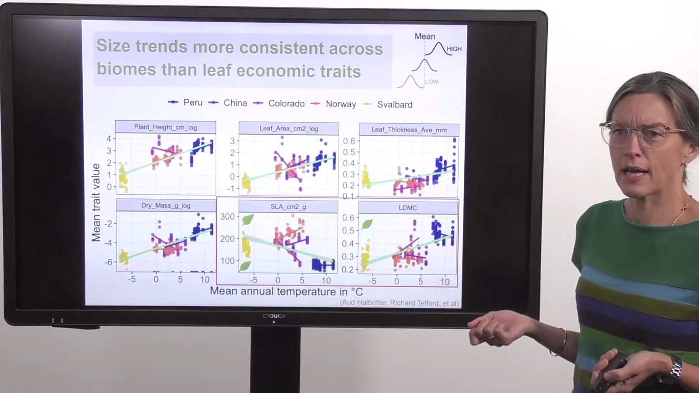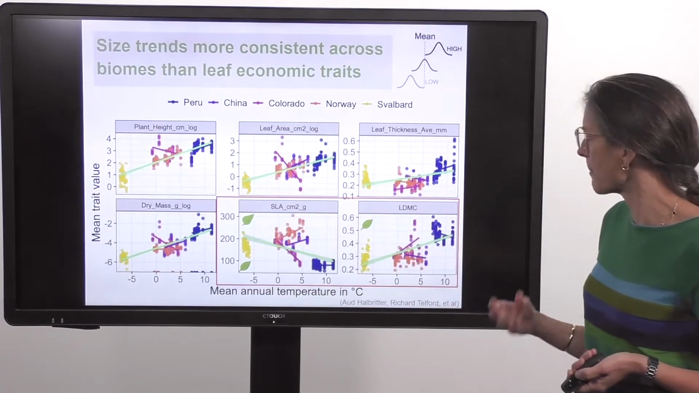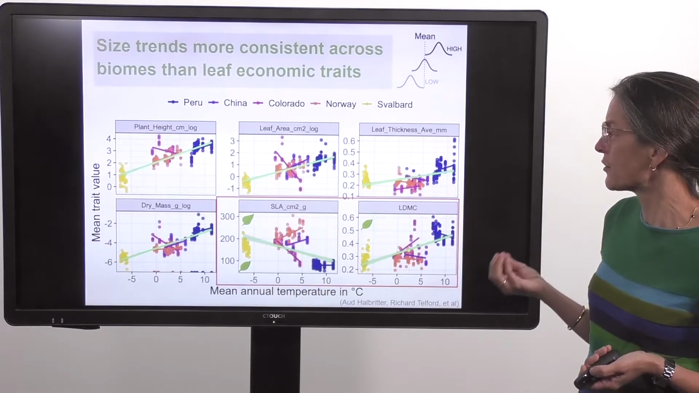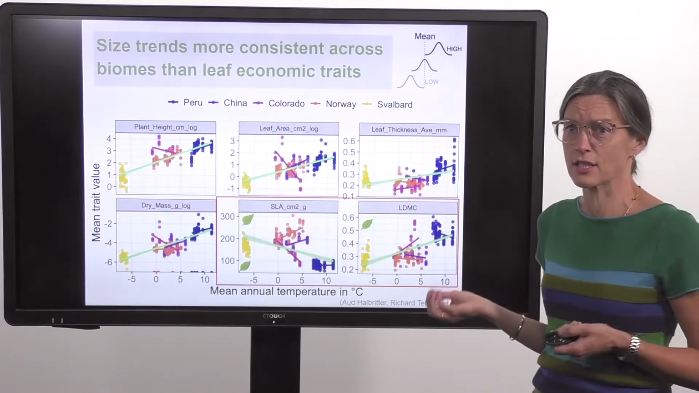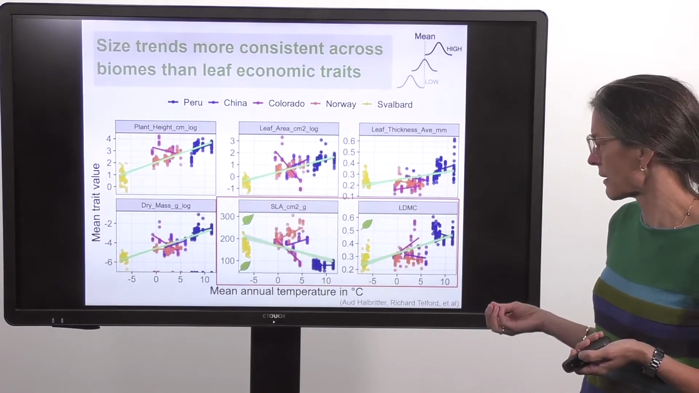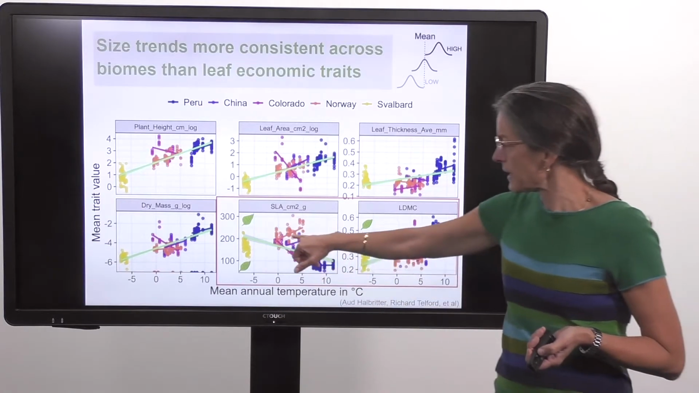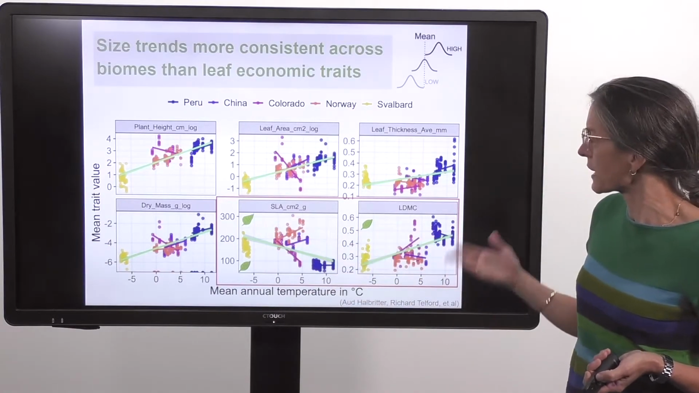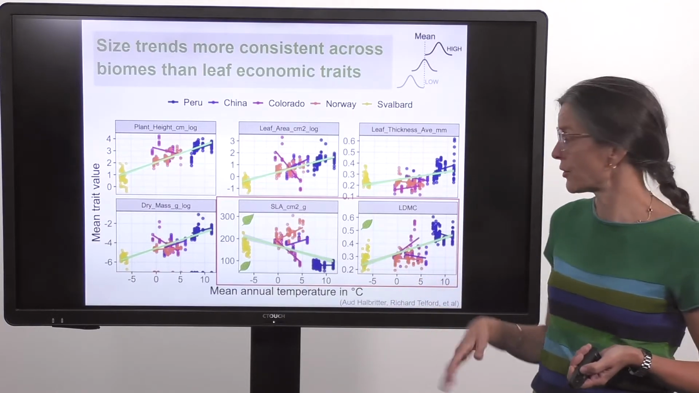When it comes to traits like specific leaf area and leaf dry matter content, so traits that are related to this fast-slow hypothesis, or this fast-slow dynamics of leaves, there seems to be more inconsistencies, however. So we see that some of these local gradients, for example in Norway and in China, are actually going the other way around compared to the overall trend.